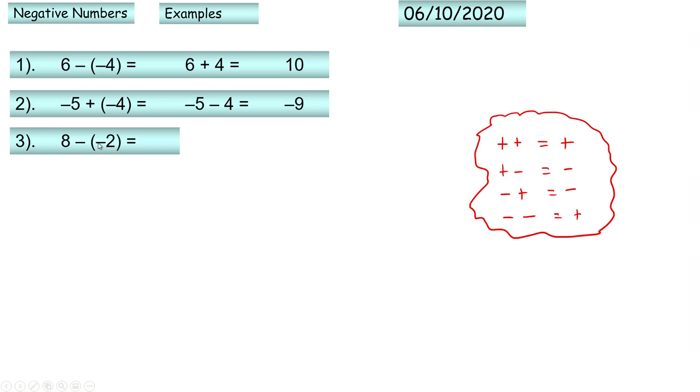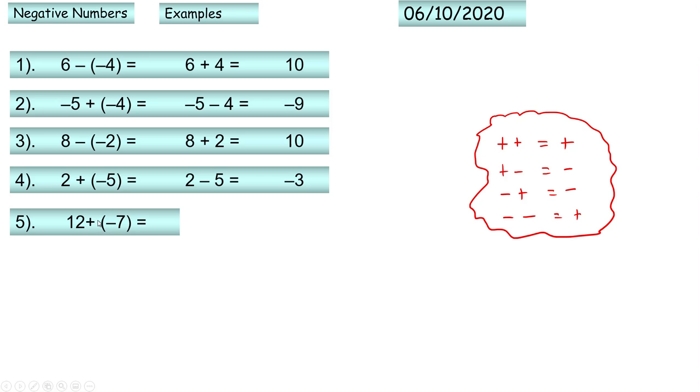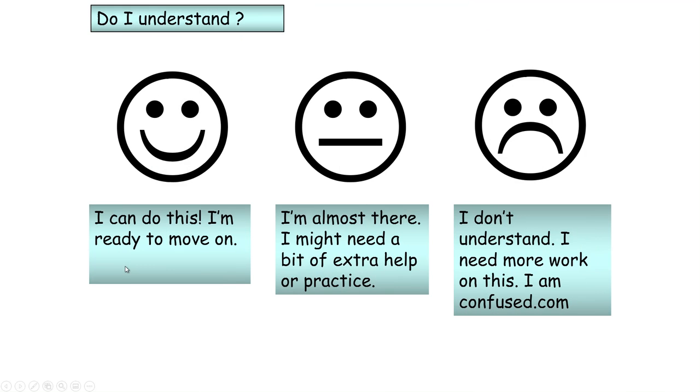8 minus minus 2, we know two negatives give us a positive, so it's going to give us 8 add 2, which is 10. Positive and negative, signs are different, so it's going to be 2 minus 5, and 2 minus 5 is minus 3. Again, the signs are different, so that's going to give us 12 minus 7, which is 5.